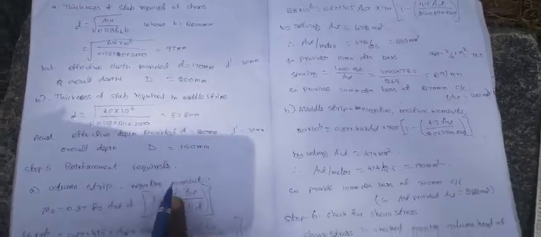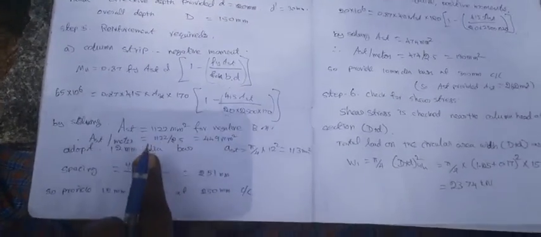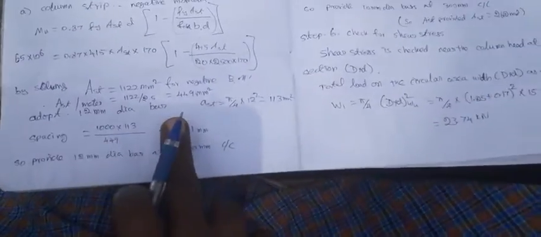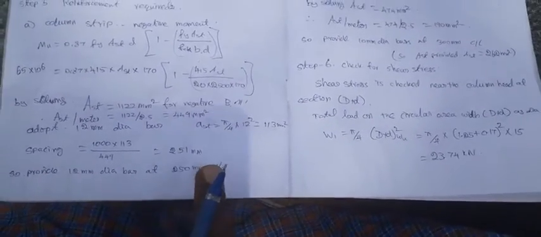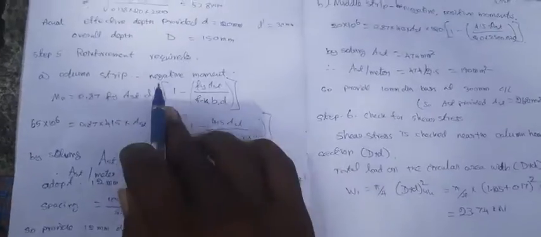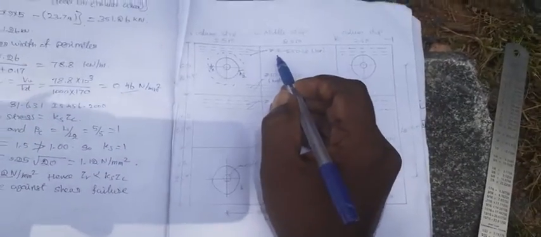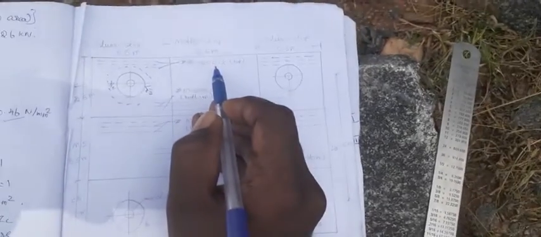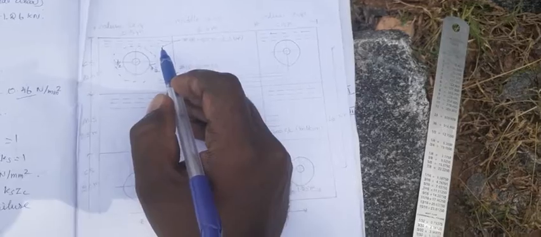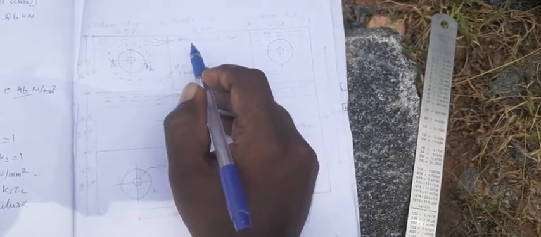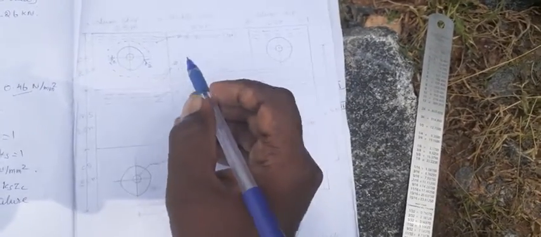So first, reinforcement of 12 mm diameter bars. I am providing 12 mm diameter bars at 250 mm center to center for the negative moment. So for the negative moment, 12 mm diameter bar, 250 mm center to center, at the top. So the top portion has the negative reinforcement, 12 mm at 250.